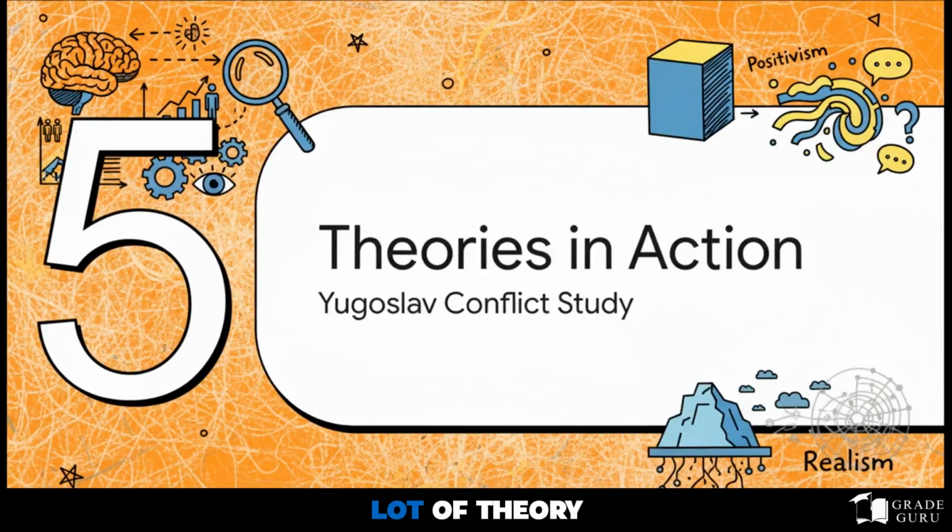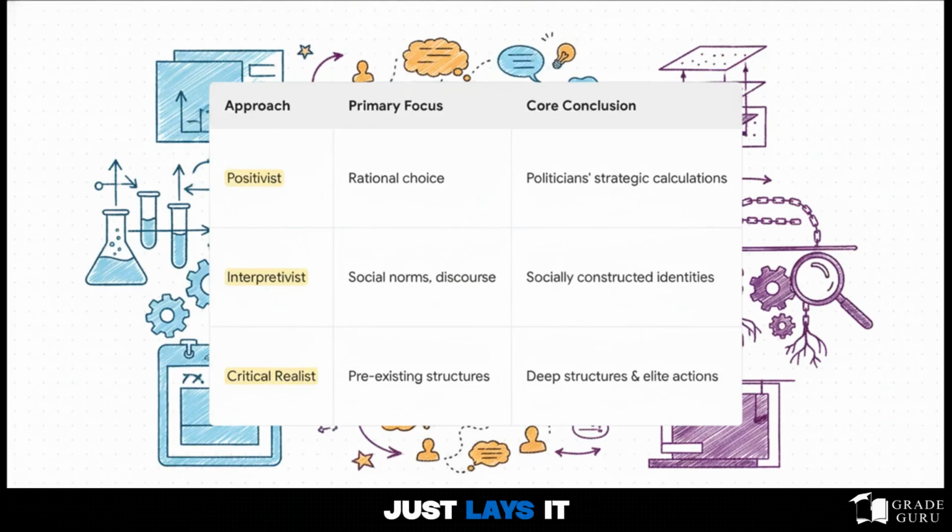All right, that's a lot of theory, I know. So let's make it real. To see just how different these approaches are in practice, let's look at how each one would try to explain the same event, the ethnic conflict in the former Yugoslavia. And this chart just lays it all out perfectly.